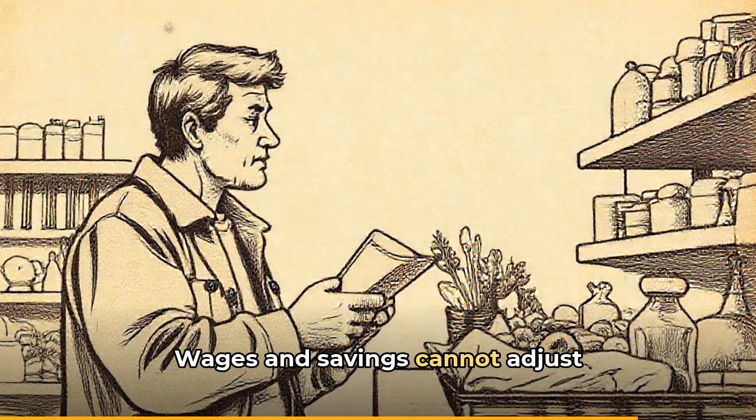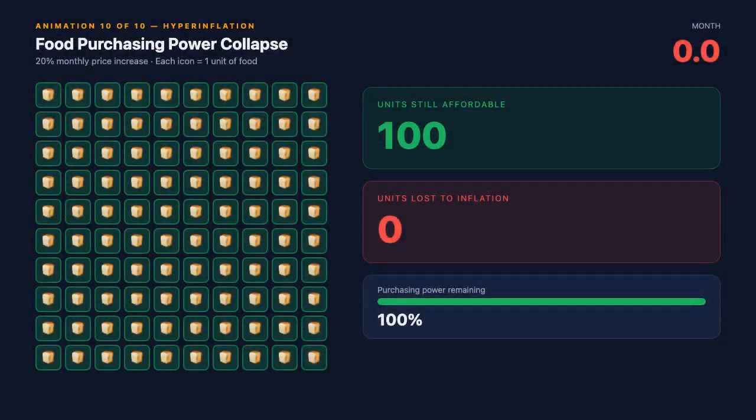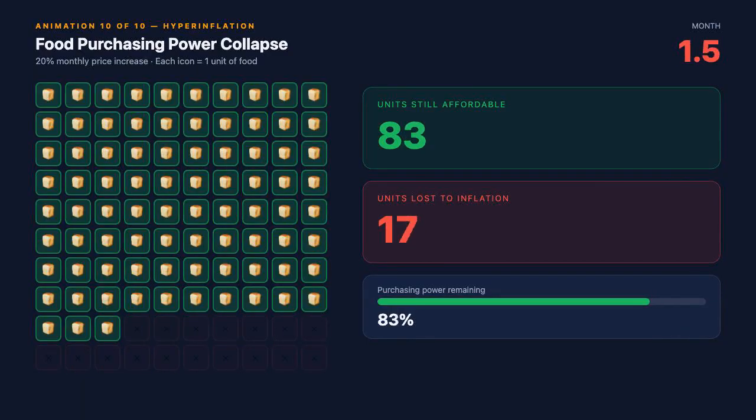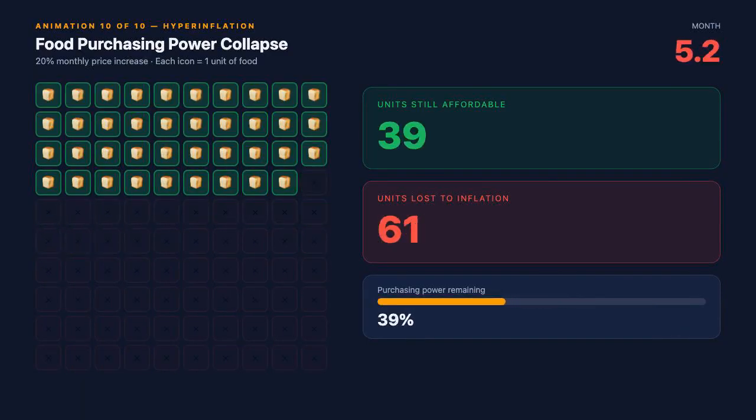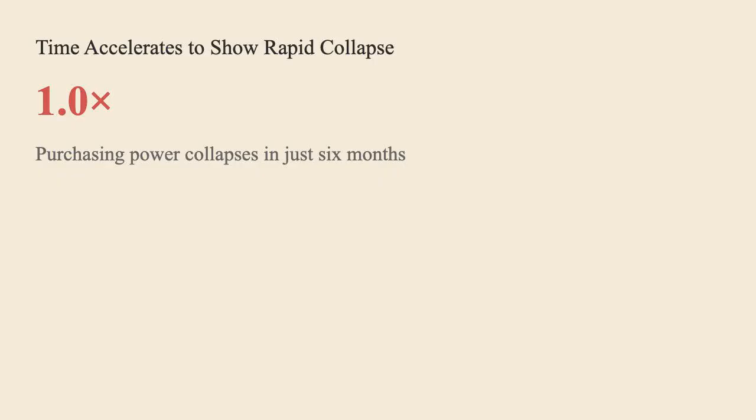Wages and savings cannot adjust quickly enough to keep pace. A monthly salary that once purchased 100 units of food now purchases fewer than 30 units after 6 months. The animation compresses the time scale to reveal how rapidly purchasing power can collapse when inflation reaches extreme levels.